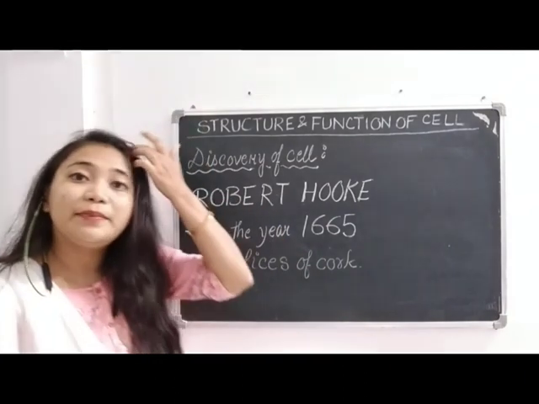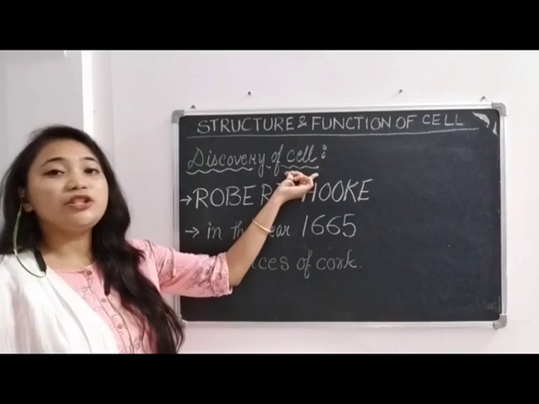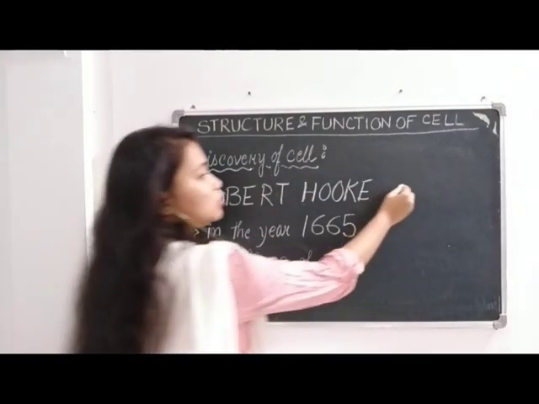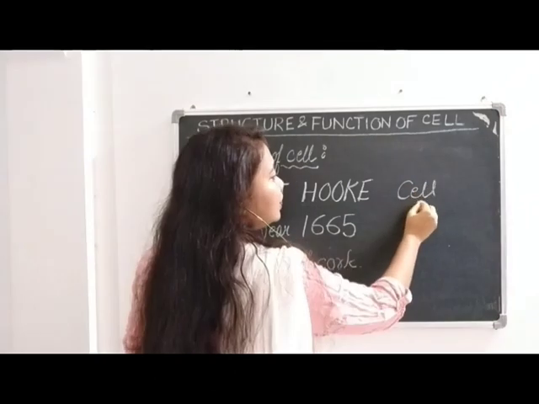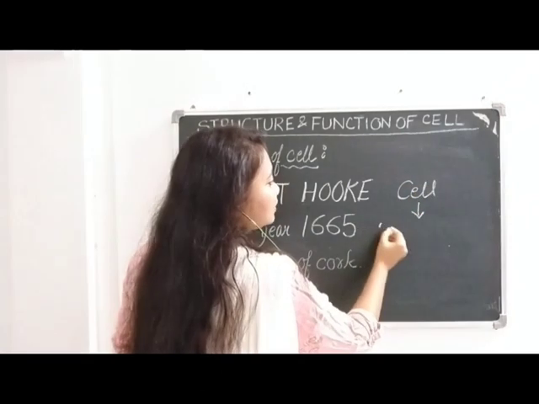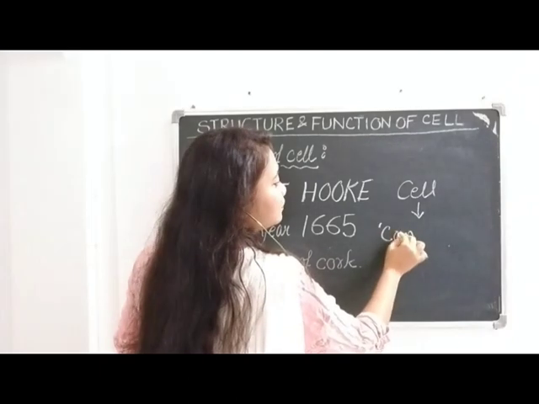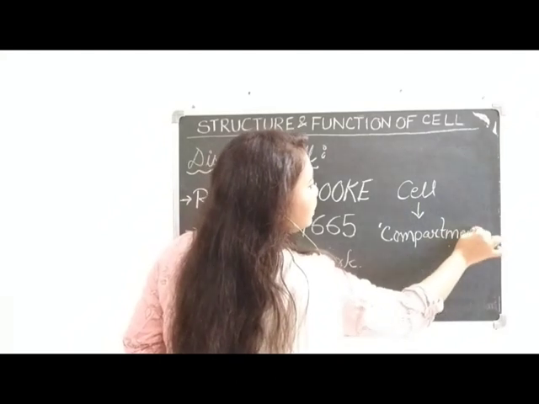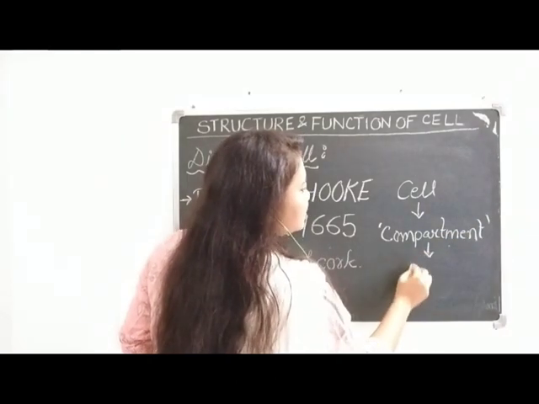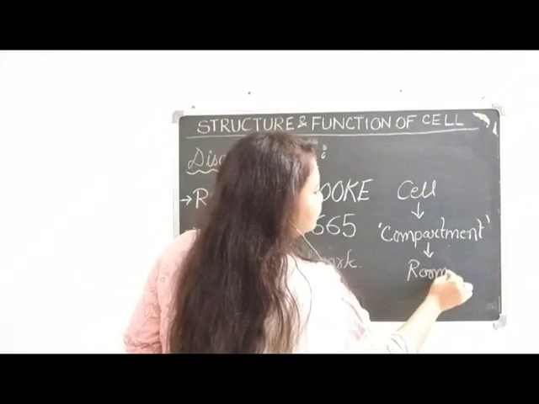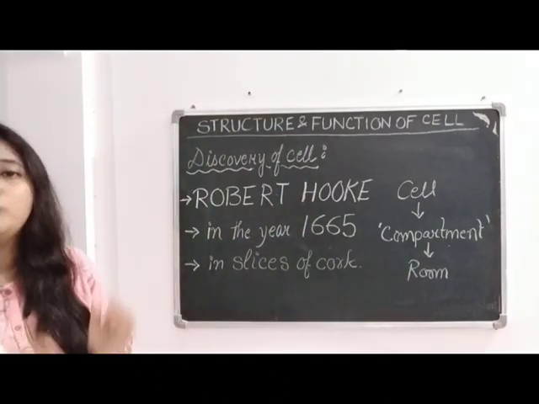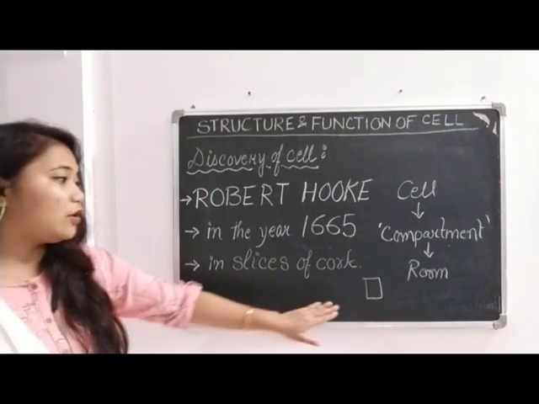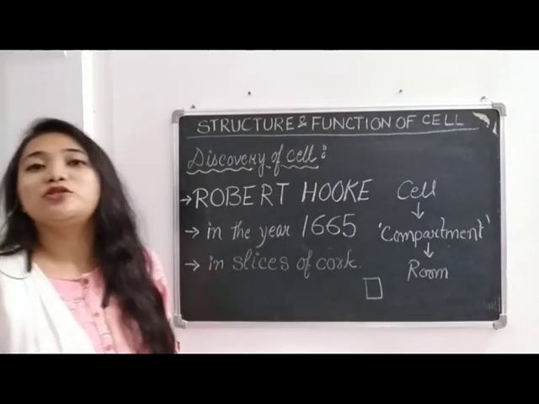Cell is basically a term which is used for referring to a room or a compartment. So when we say cell, it actually means compartments, or we can also say room. So a cell is like a room. What does a room look like? It is bounded by walls. We will call this a room. The cell is also something like that.